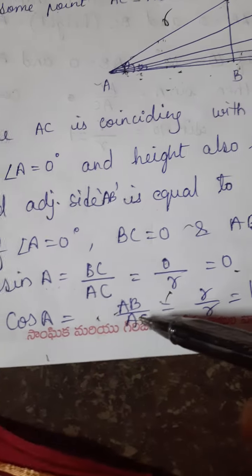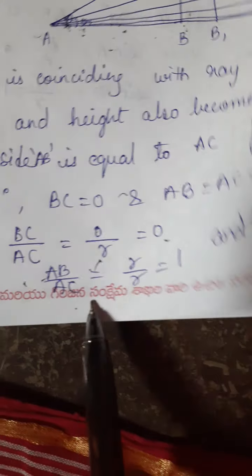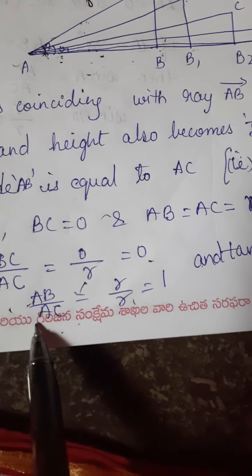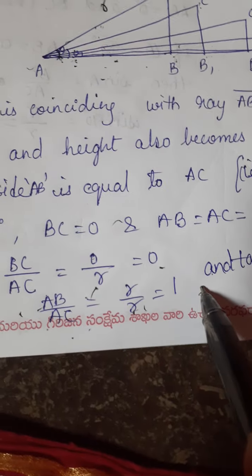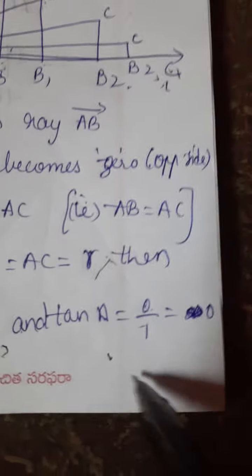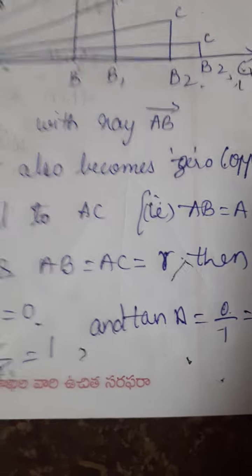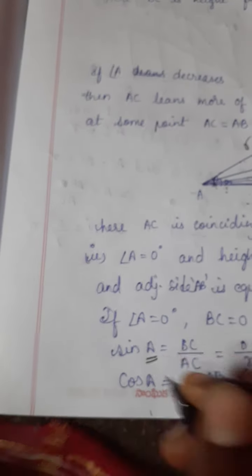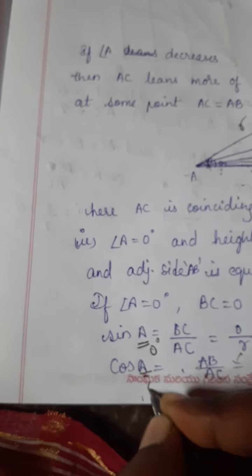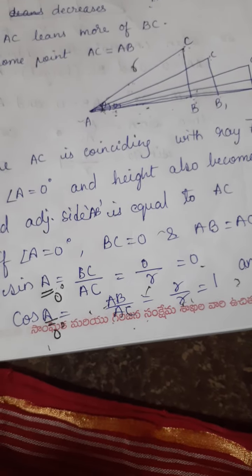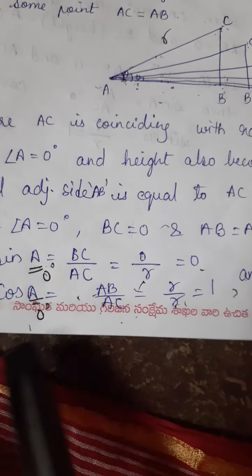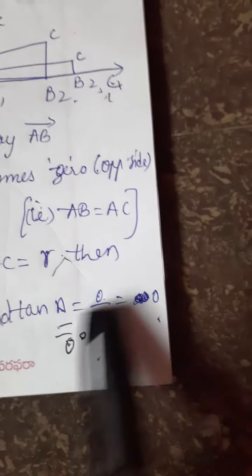Similarly, cos A is equal to adjacent by hypotenuse. Adjacent is AB, hypotenuse is AC. Adjacent AB is R, hypotenuse AC is also R, that is 1. Similarly, tan A is 0 by 1, that is 0. Here A is nothing but 0 degrees. So what you have got: sin 0 is equal to 0, cos 0 is equal to 1, tan 0 is equal to 0.